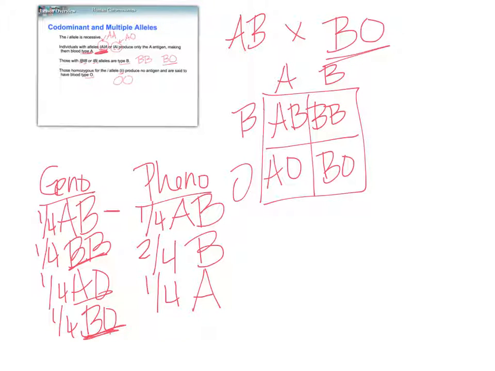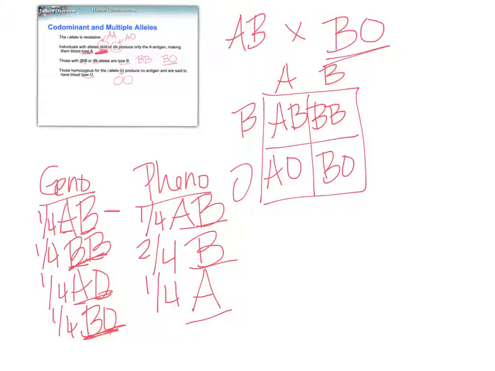Okay, so notice genotypes, we have at least 2 letters. There would be more if you did the I's. And then for phenotype, the only options you can have are just A, B, AB, or in a different case, you could have blood type O.